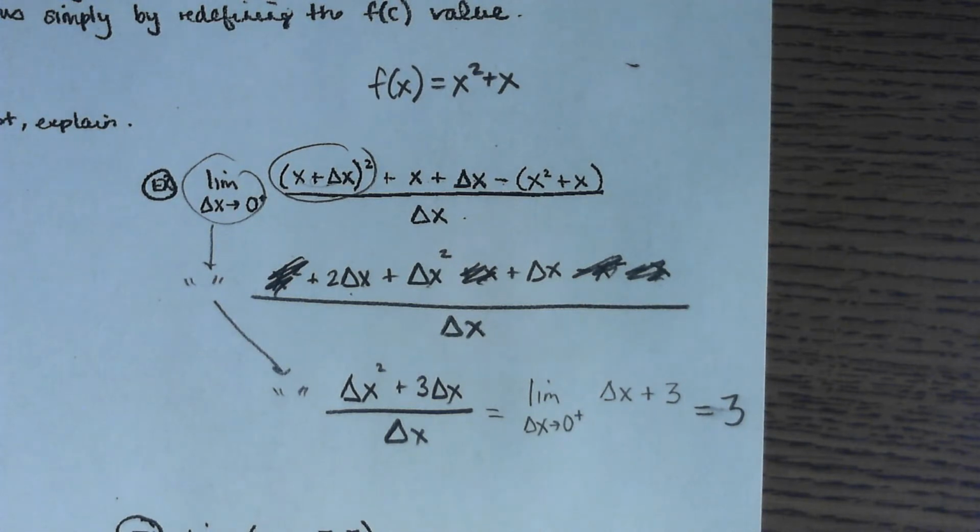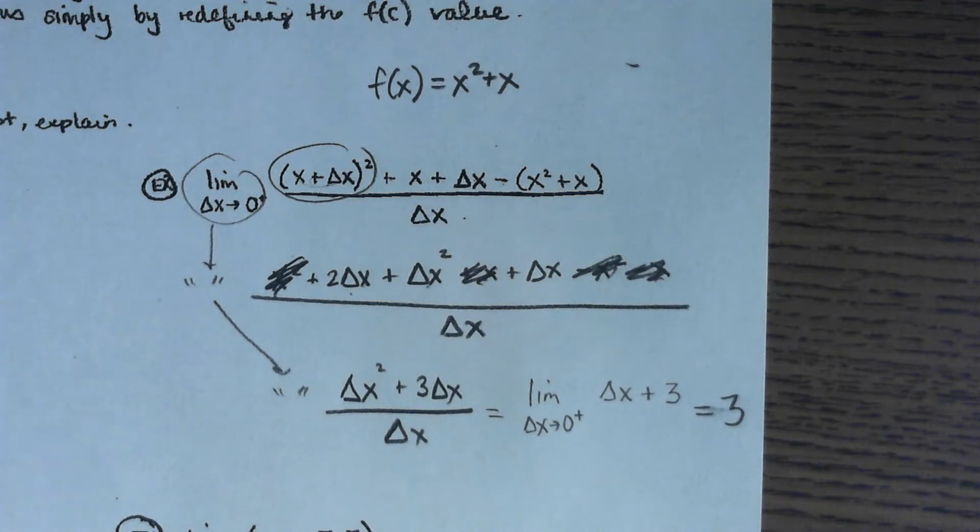Joey? I see your hand going up. I was just going to say that's not the derivative. The derivative shouldn't be 3, so what did I do wrong? And you just found it.